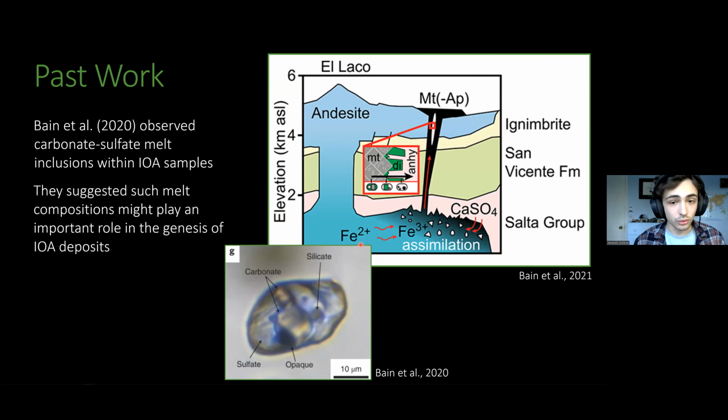Next, we have two studies by Wyatt Bain et al. in 2020 and 2021, who found fluid inclusions, carbonate sulfate melt inclusions within IOA samples, and then theorized that they may be formed like a magmatic salt when fluid causes partial melting of the evaporites, which would enrich the magnetites through assimilation to the level of trace elements they're known to have. This is a very unique observation, and it's safe to say that this motivated our study, and we decided to approach the question more experimentally.